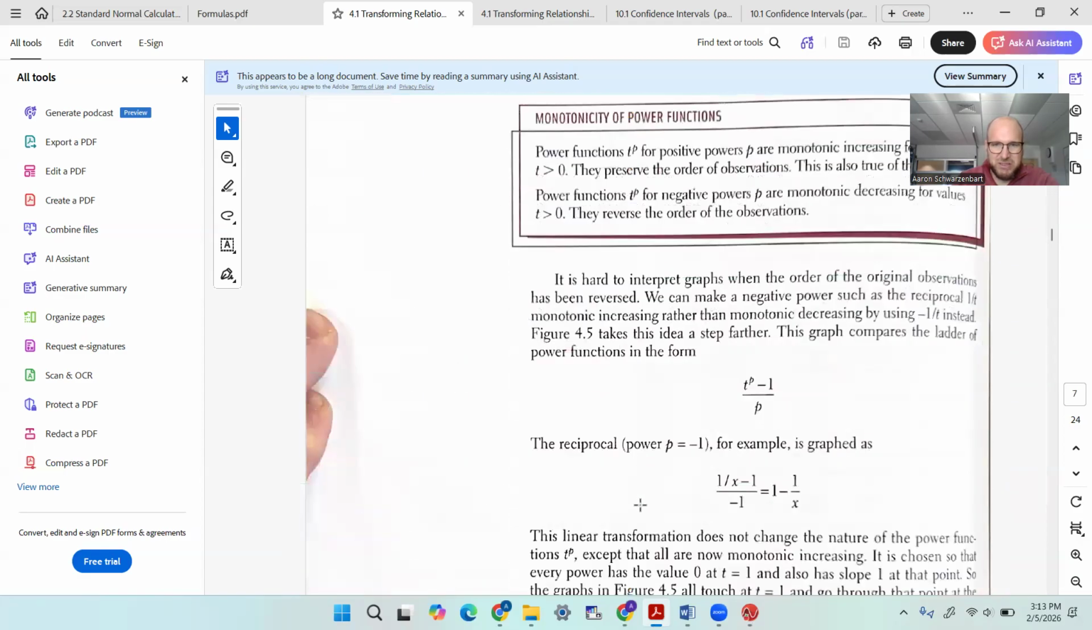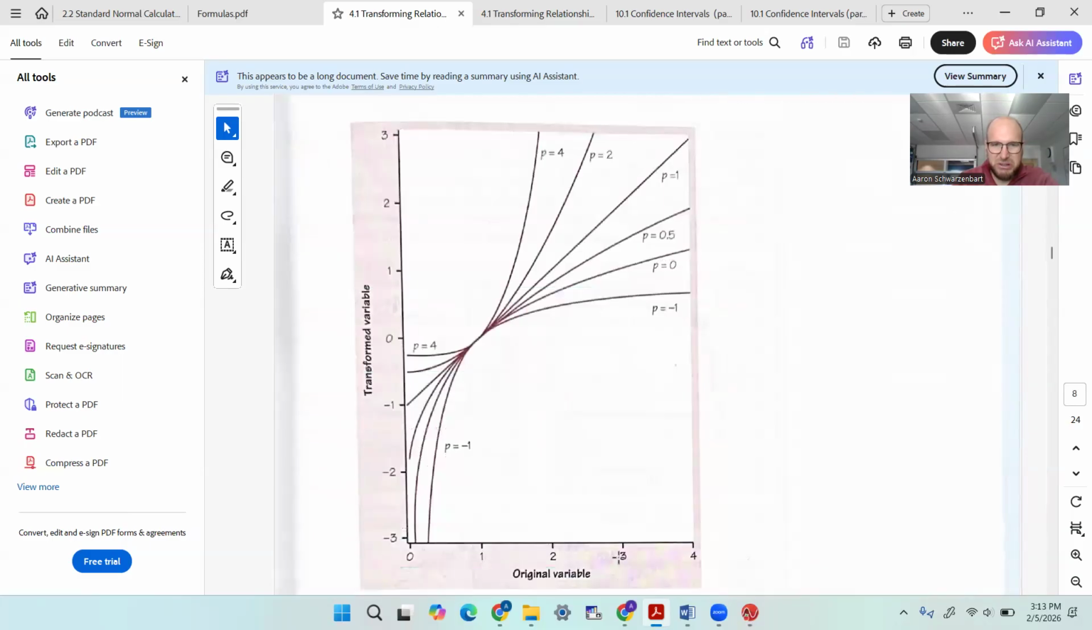So the ladder of power transformations, you've seen this in pre-calc. In pre-calc, we looked at it more like this. And we had this one coming across like that. Similar effect here. We're not going to focus on that. I'm not going to test you on that.